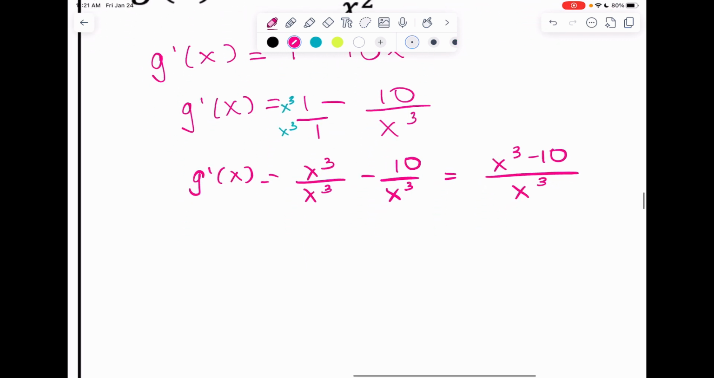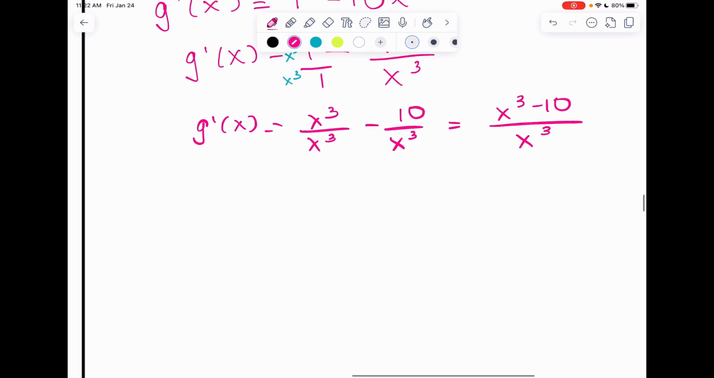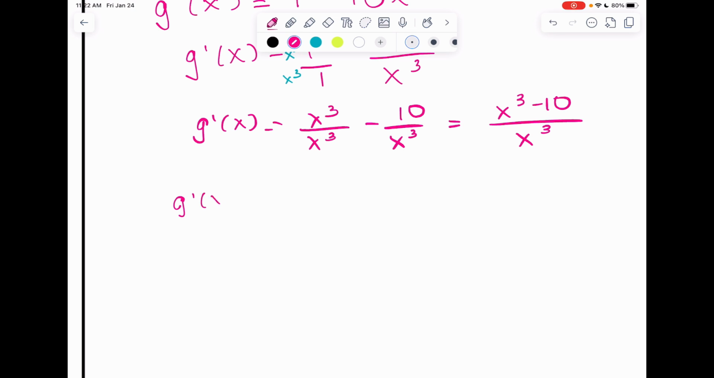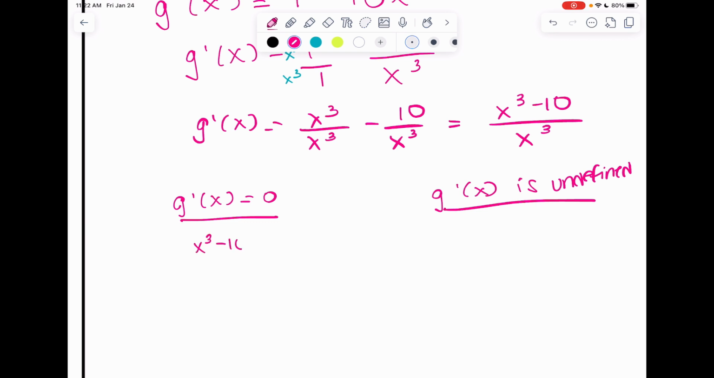So when you have a fraction for the derivative, remember that didn't occur in number 1, but when I have a fraction for the derivative, we're going to consider two scenarios. So one is where the derivative is equal to 0, and the other is going to be where the derivative is undefined or does not exist. The derivative will equal 0 whenever the numerator equals 0 here. So I'm going to solve this by setting x cubed minus 10 equal to 0. x cubed equals 10. And then x is equal to the cube root of 10.